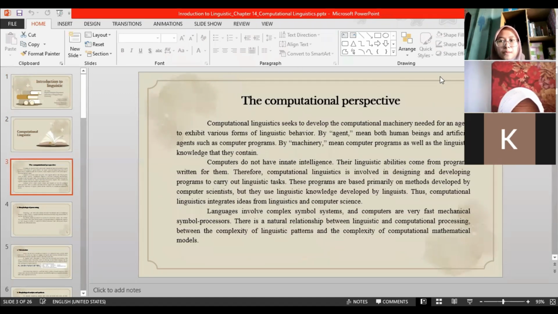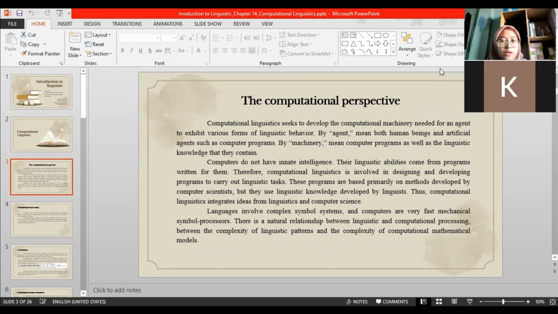The computational perspective. Computational linguistics seeks to develop the computational machinery needed for an agent to exhibit various forms of linguistic behavior. By agent, we mean both human beings and artificial agents such as computer programs. By machinery, we mean computer programs as well as the linguistic knowledge that they contain. Computers do not have innate intelligence. Their linguistic abilities come from programs written for them. Therefore, computational linguistics is involved in designing and developing programs to carry out linguistic tasks.